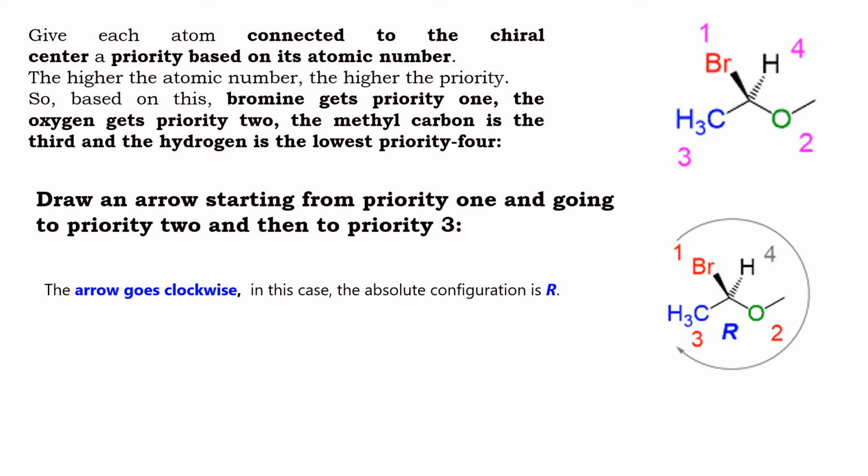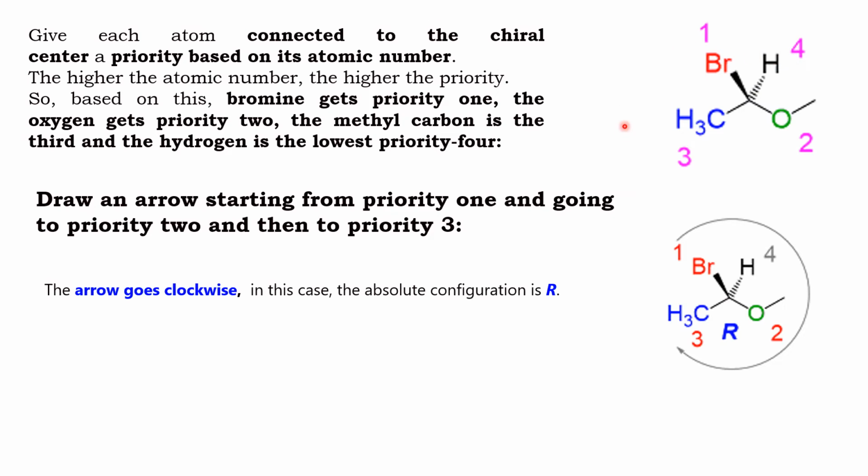Now take this example. See here, I have a molecule here. This is the asymmetric carbon atom. In that asymmetric carbon atom, we have bromine, carbon, oxygen and hydrogen. The highest atomic number is to bromine, that is having the maximum priority. Second highest atomic number is oxygen. Third is carbon and least is hydrogen.